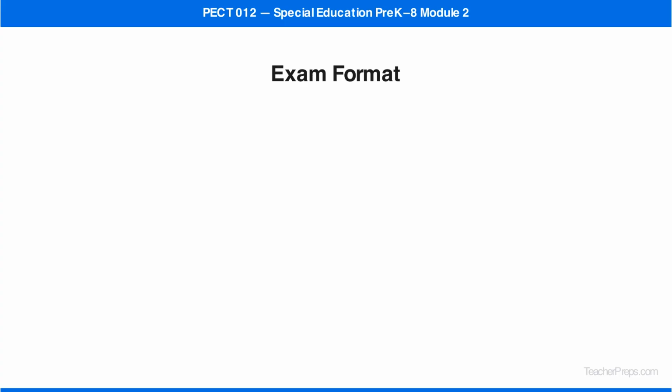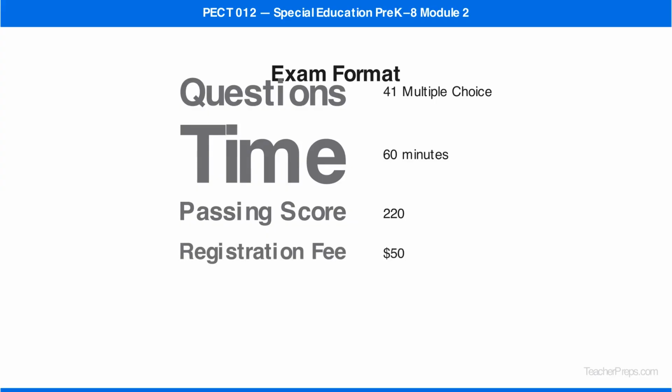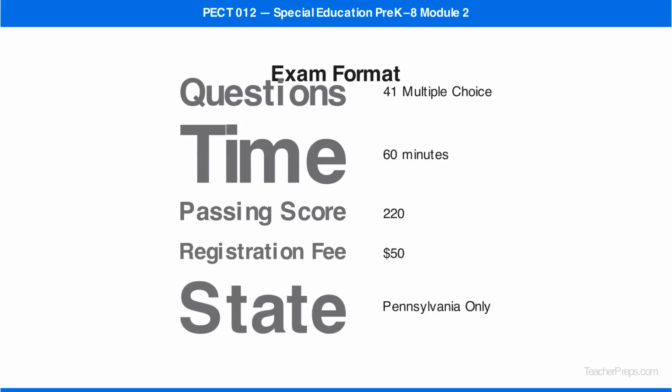Let's start with what you're walking into on test day. The PCT Special Education Pre-K through 8 Module 2 has 41 multiple-choice questions. You'll have 60 minutes of testing time. The passing score is 220 on the PCT scale. The registration fee is $50. This exam is administered by Pearson exclusively for Pennsylvania teacher certification. Module 2 focuses entirely on how you actually teach and support students with disabilities from birth through grade 8.